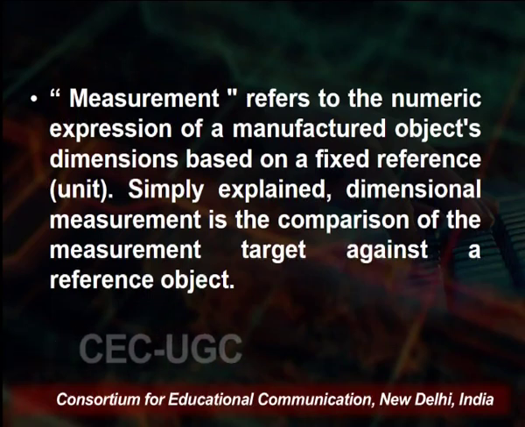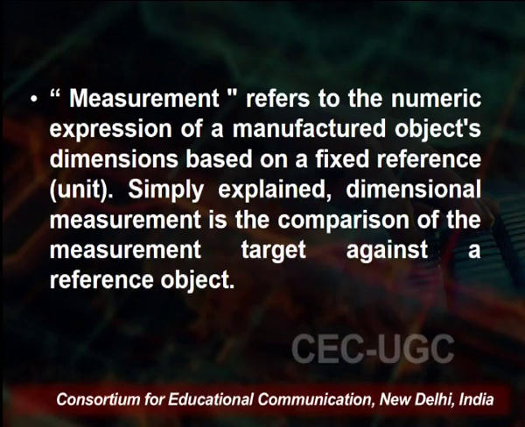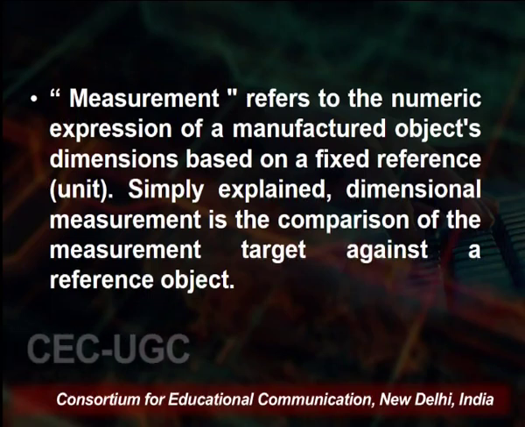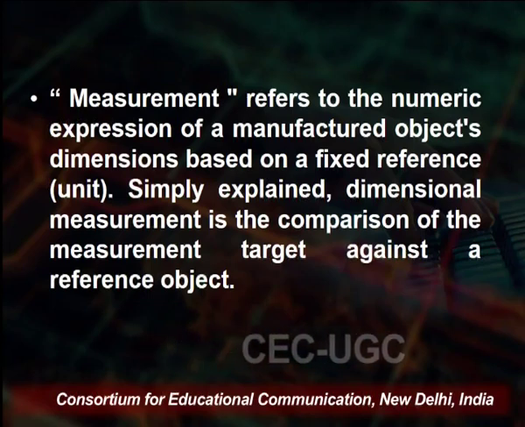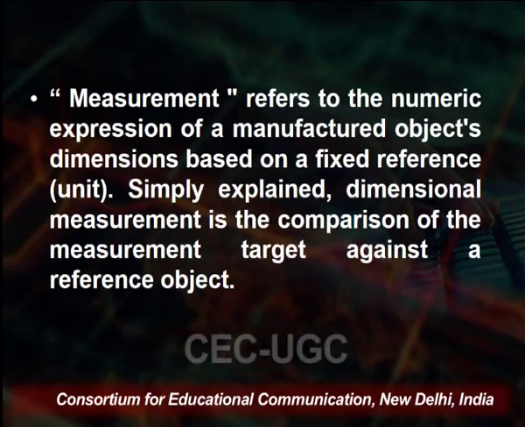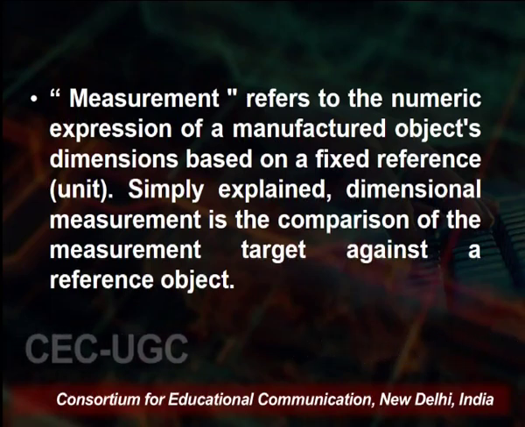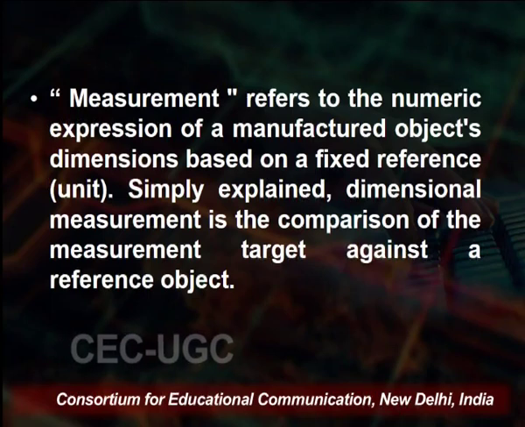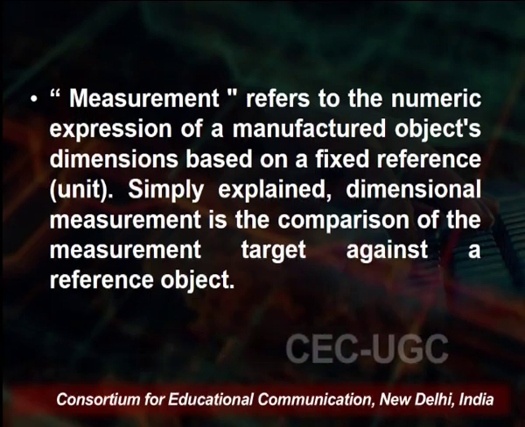So, what is measurement? Measurement refers to the numeric expression of a manufactured object's dimensions based on a fixed reference, defined by some unit. Through measurement we can find out the object's dimensions in the form of units. If we simply explain, dimensional measurement is the comparison of the measurement target against a reference object. Whenever we do some measurement, we take some reference to do it.